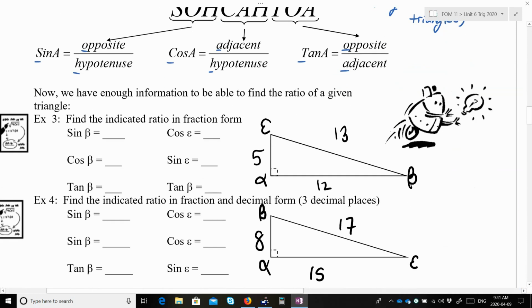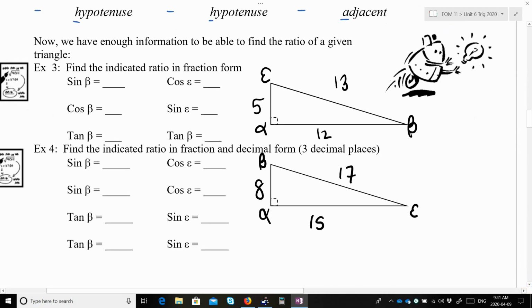Now we have enough information to be able to find the ratio of a given triangle. Example 3, find the indicated ratio in fraction form. Sine of beta. So beta is right here, and you just have to remember that sine is opposite over hypotenuse. The opposite side is 5. And the hypotenuse is across from the 90, which is 13. Okay, so sine of angle beta is 5 over 13.